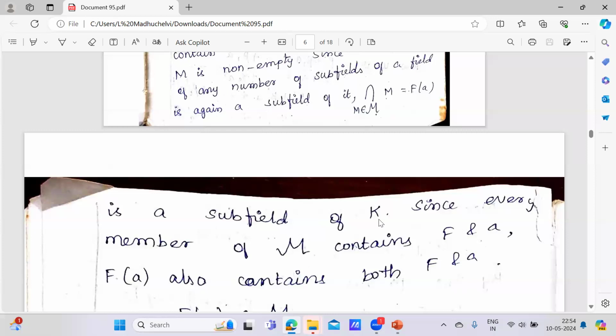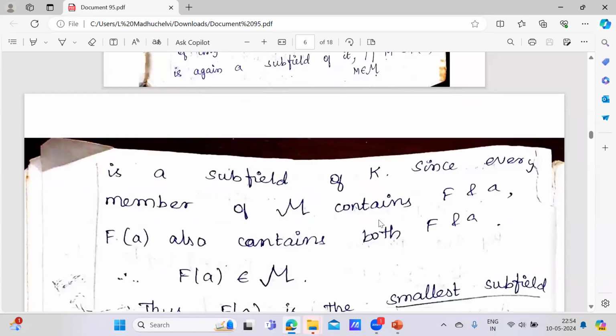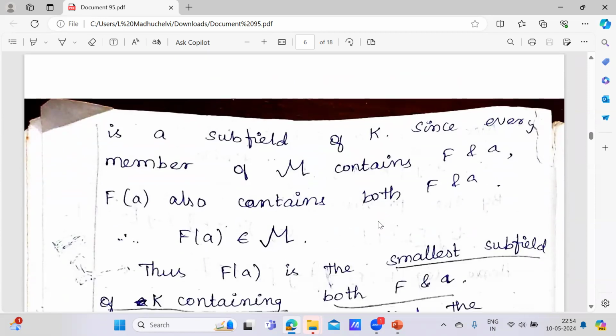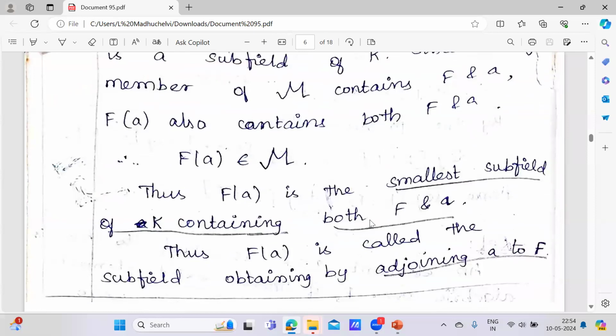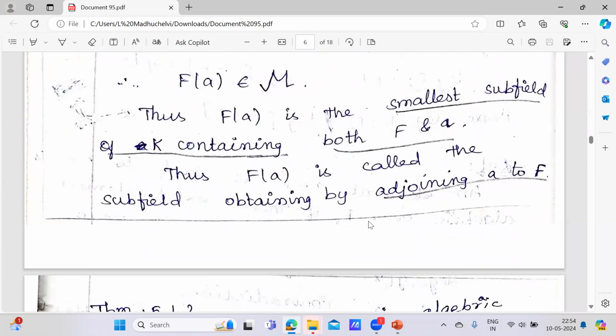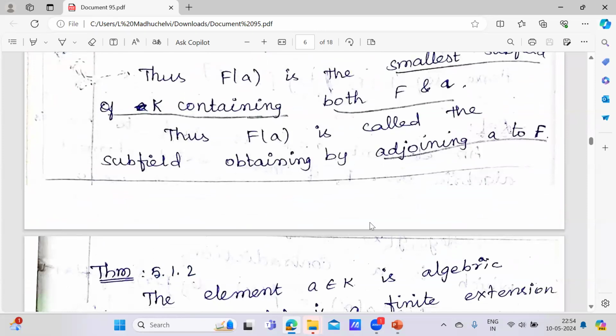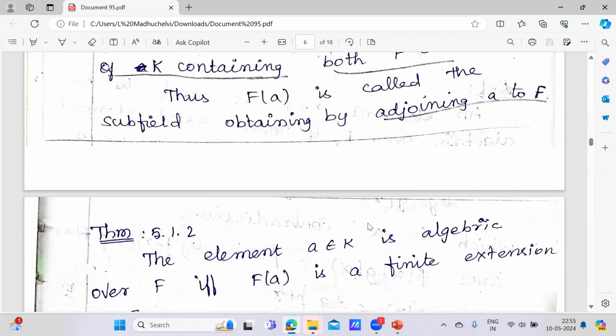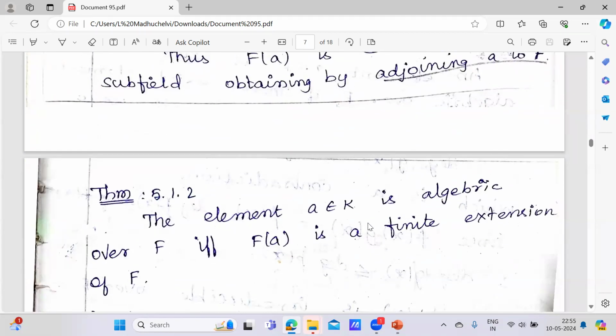That is also a subfield of K. Since every member of M contains F and a, F of a also contains both F and a. Therefore, F of a belongs to M. Thus, F of a is the smallest subfield of K containing both F and a. So it is the subfield obtained by adjoining a to F. Next, let us see one theorem.